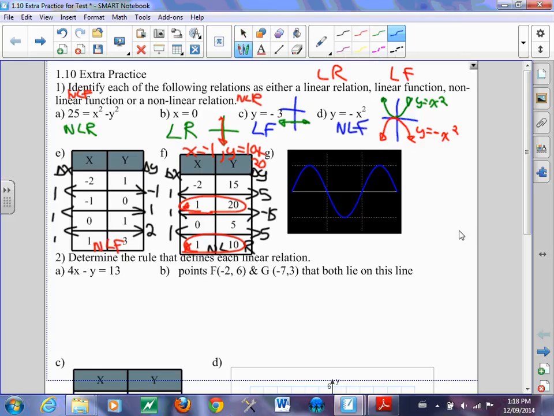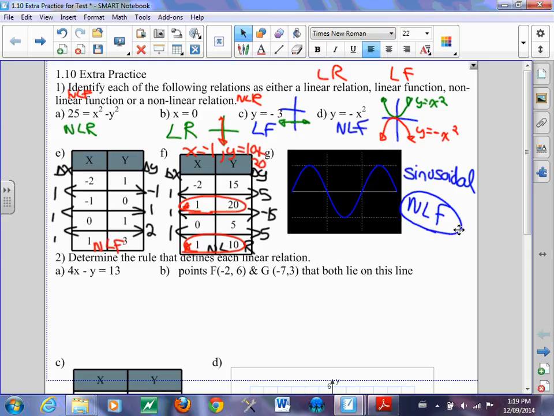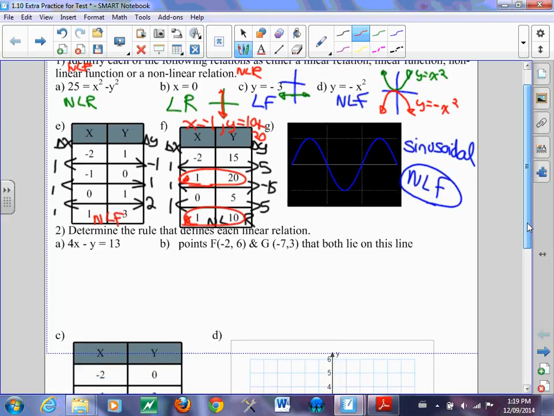It's called a sinusoidal curve, and you do sinusoidal functions in grade 11. They're waves, based on trigonometry, actually. As we pass the vertical line test, it is going to be a function, but you can see it's curved, so it's non-linear. So stay tuned for that in grade 11, folks. It's awesome.